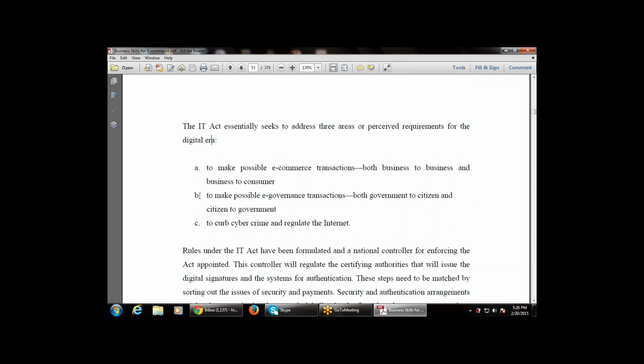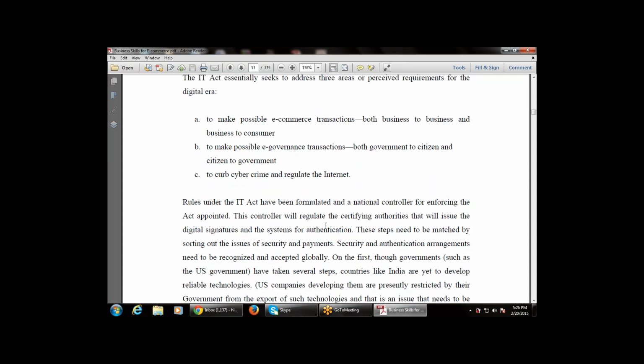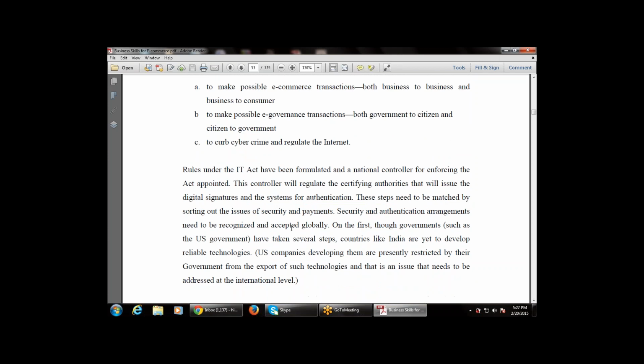Rules under the IT Act have been formulated and a national controller for enforcing the act has been appointed. This controller will regulate the certifying authorities that will issue the digital signatures and the system for authentication.